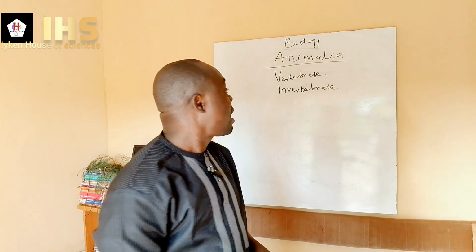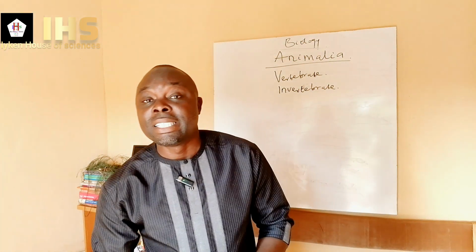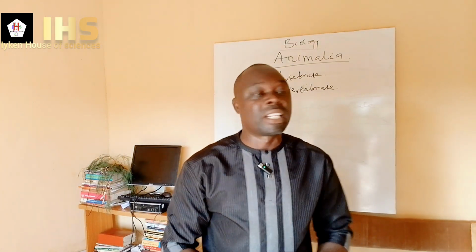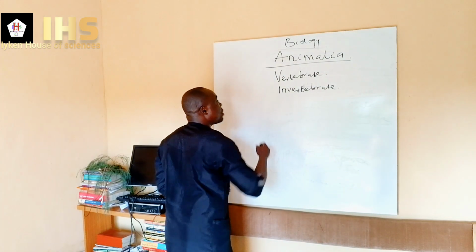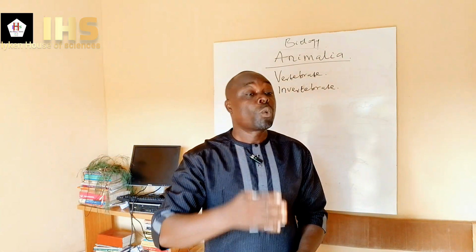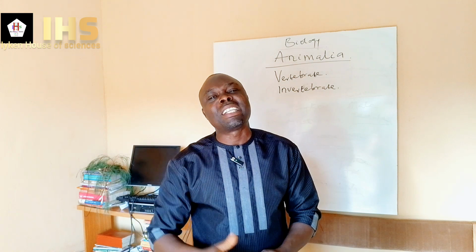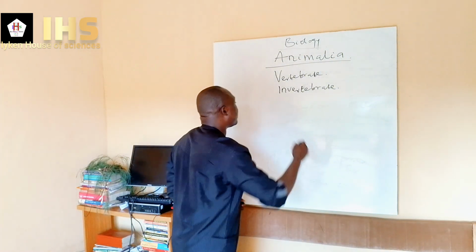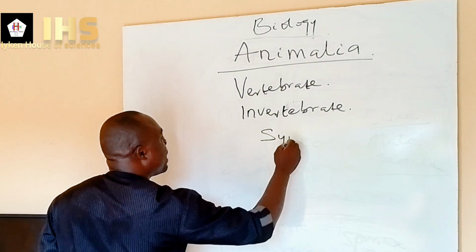Okay, now we can also classify animals based on the symmetry, their body symmetry, and their body design. I said we can classify animals based on whether that animal has a backbone or not, but we can also classify animals based on the symmetry of the body. That's how the body is designed, how the body is planned, the body plan, the symmetry of the body.